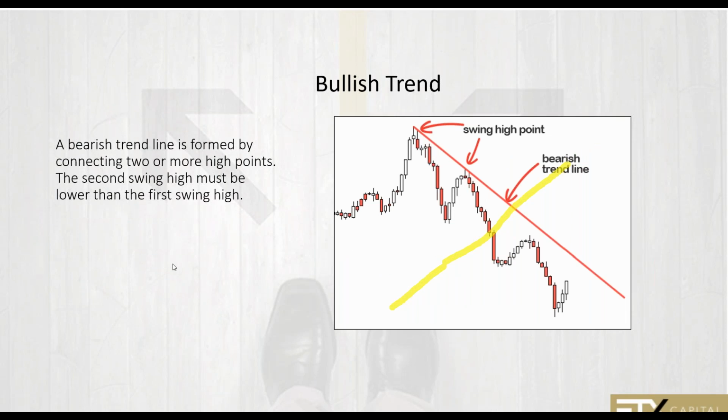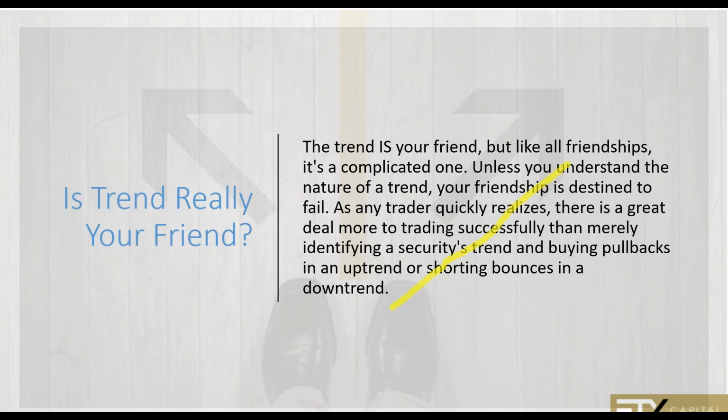So a bearish trend line is formed by connecting two or more highs, and the second swing high must be lower than the first swing high. The trend is your friend, but like all friendships, it's a complicated one. Unless you understand the nature of a trend, your friendship is destined to fail. As any trader quickly realizes, there is a great deal more to trading successfully than merely identifying a security's trend and buying pullbacks in an uptrend and shorting bounces in a downtrend.